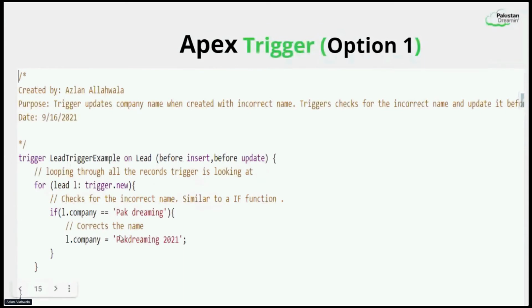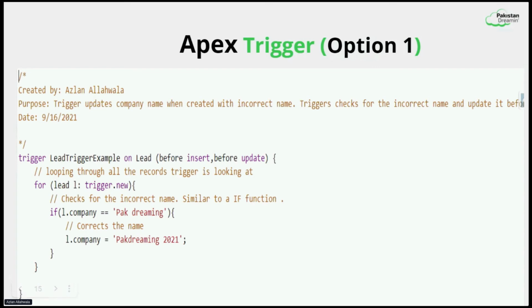Let's say if I had written Pakistan Dreaming or maybe something else or maybe just Dreaming, nothing would have happened. But since I've written Park Space Dreaming, if the company name matches on the incoming record, then this will be updated. And then you close the trigger, and that's about it. You've done your first trigger. It's pretty simple to write triggers.